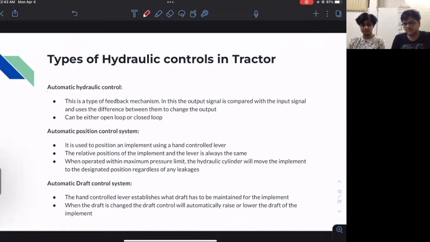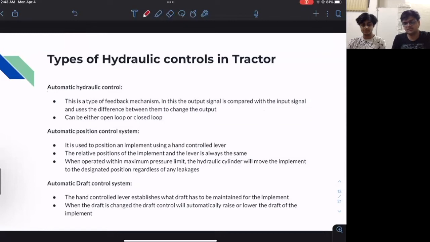Second is the automatic position control system. It is used to position an implement using a hand control lever. The lever is the one which is in control of the driver, and the implement is part of an internal mechanism. The relative positions of the implement and the lever are always the same. This is the principle used in the automatic position control system. So when operated within the maximum pressure limit, the hydraulic cylinder will move the implement to the designated position regardless of any leakages.